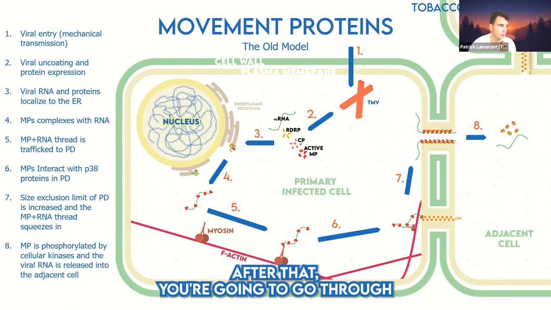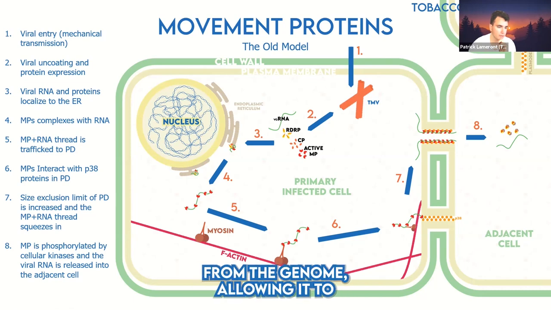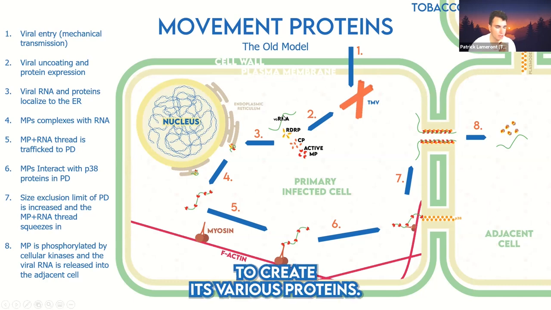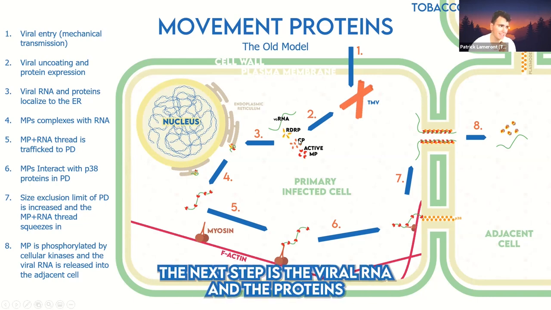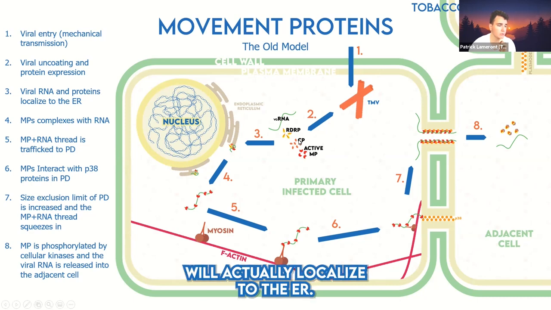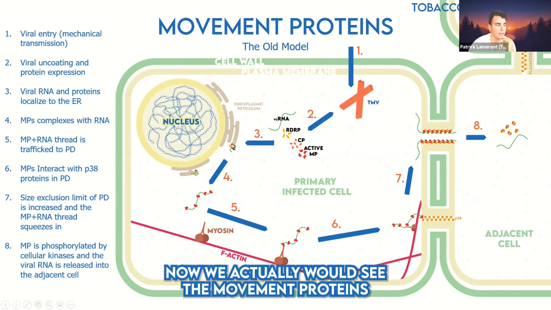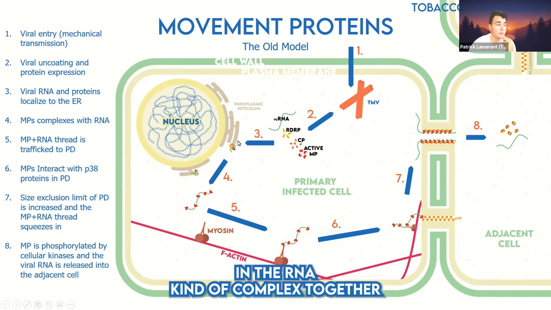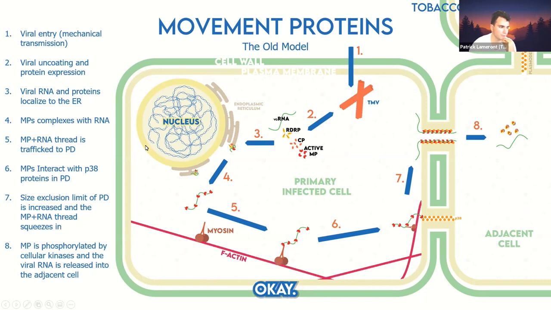After that, you're going to go through viral uncoating and protein expression. So all the capsid proteins are going to break off from the genome, allowing it to be replicated and also to be used to create its various proteins. So the RdRp, the CP, and the movement protein that we discussed. The next step is the viral RNA and the proteins will actually localize to the ER. And at this point, this is the old system now, we actually would see the movement proteins and the RNA kind of complex together, and they make this thread-like structure, okay?